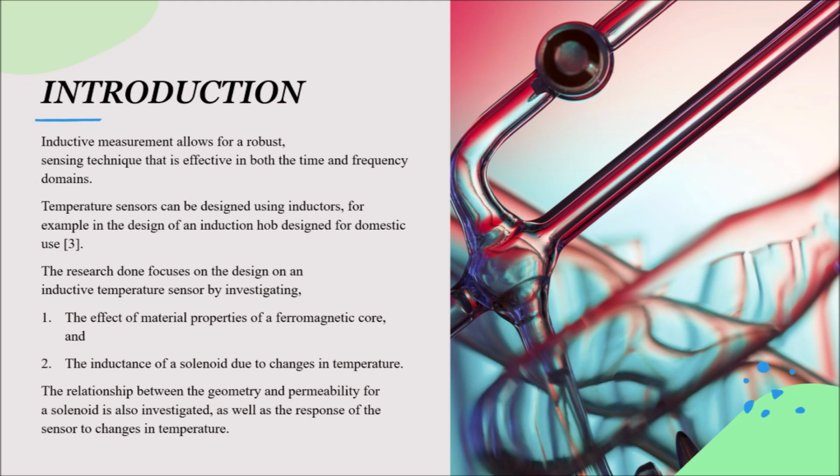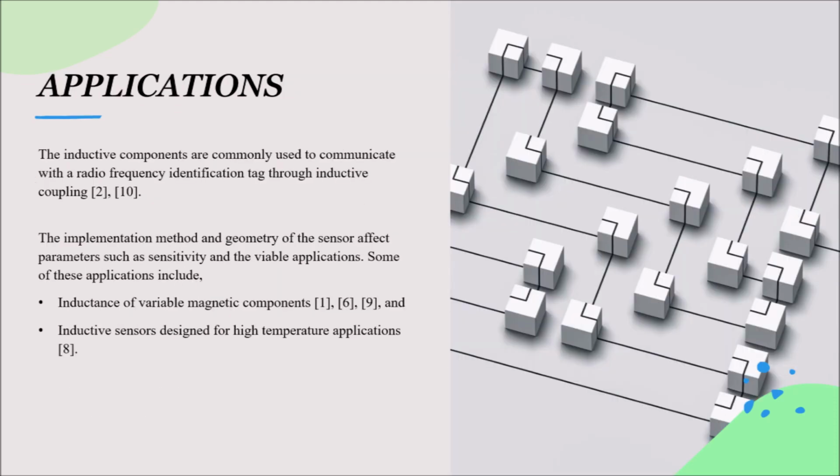The relationship between the geometry and permeability for a solenoid sensor will be investigated. The response of the sensor will be tested by varying the temperature of an object being measured. This data will be used to calibrate the sensor by relating a change in inductance with known temperature values. The choice of materials with respect to the overall cost will also be considered.